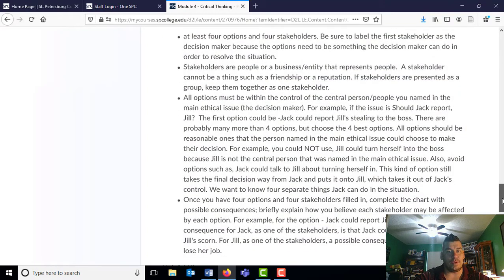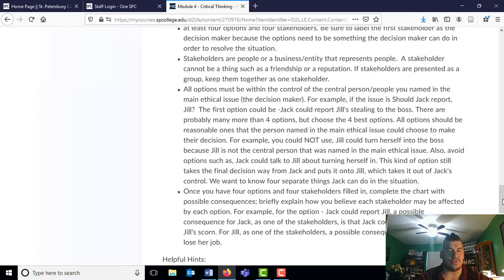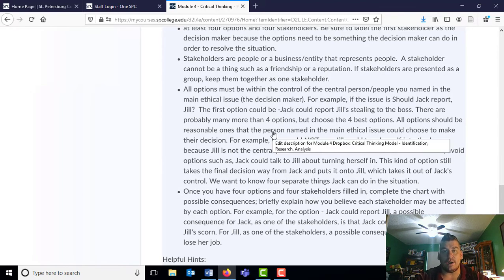All options must be within the control of that central person, that decision maker. So when we say, should Bob do X, Y, Z, the 4 options need to be things that Bob can do himself. We're not going to ask other people to do something for us. So like, should Jack report Jill is an option that we've seen before, right? You can't say Jill should turn herself in because Jill isn't the decision maker.